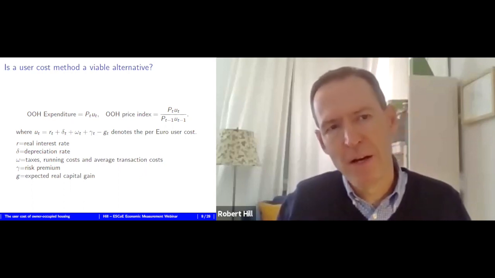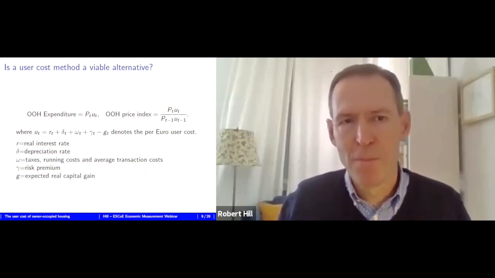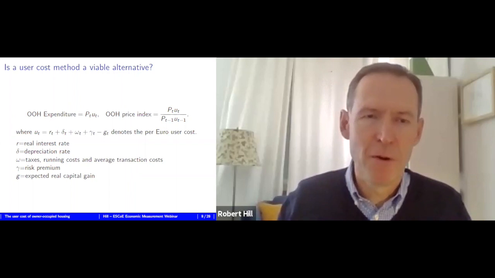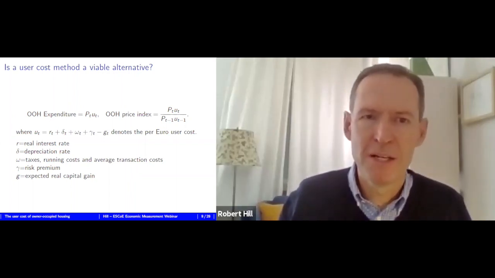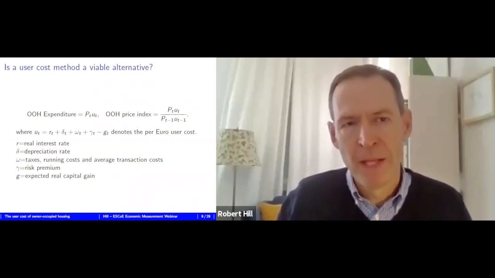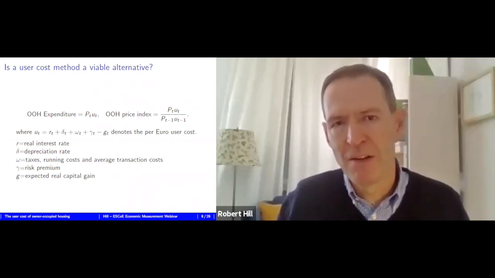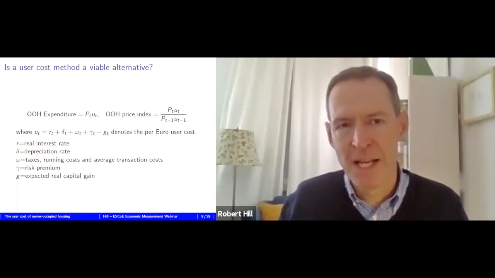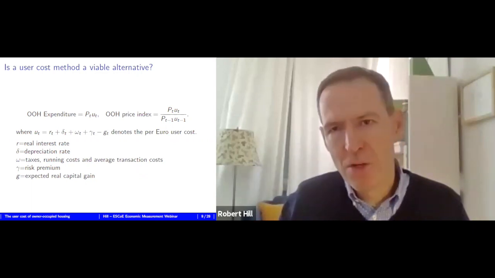So the idea of the OOH is you say the expenditure will be PT times UT, where for a particular property, PT would be its price and UT is the per euro user cost incurred for that property. So PT times UT is the expenditure, and then the price index is just given by the change in total expenditure from one period to the next. Now, how is this term UT constructed?